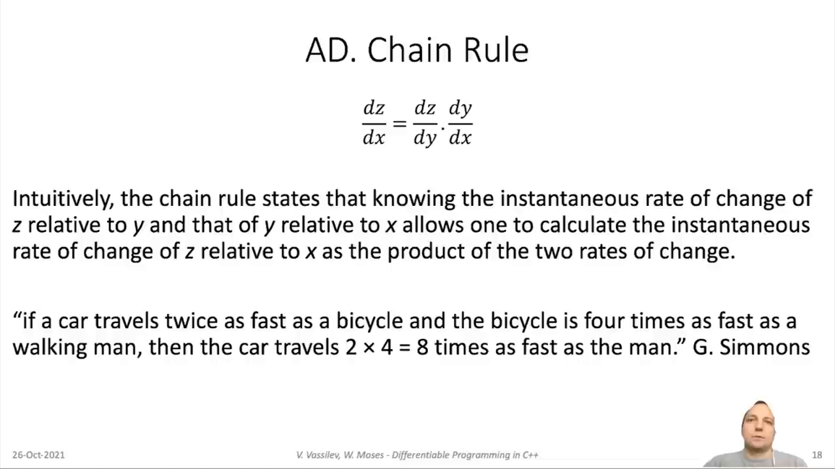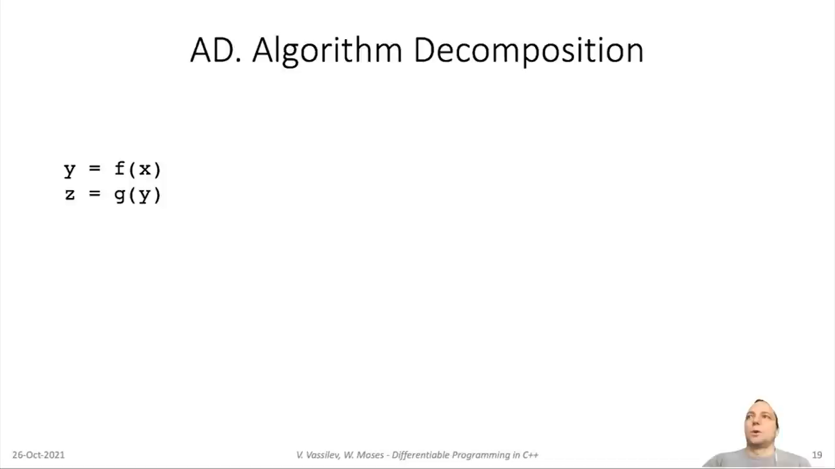Let's consider the following pseudocode. y equals f of x and z equals g of y. Let's assume that we know the derivative of f of x with respect to x and g of y with respect to y. And we're interested in the derivative of the output z with respect to x.